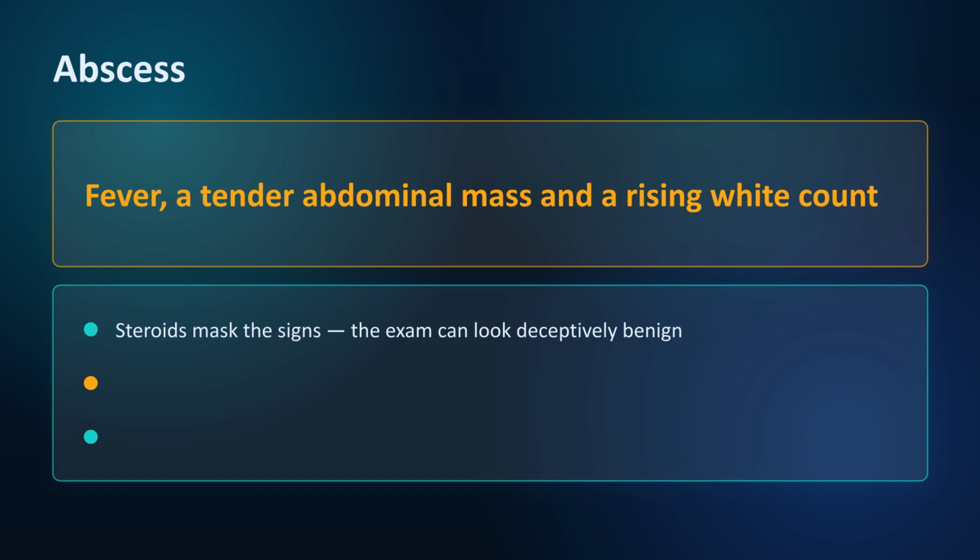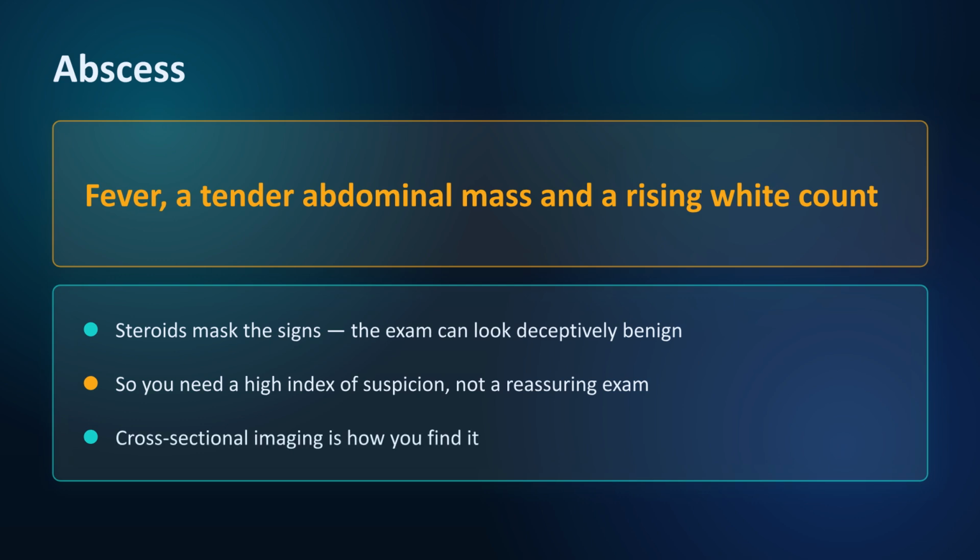Steroids mask the signs. A patient on steroids may have a blunted fever, much less tenderness than the pathology warrants, and a white count that has been artificially suppressed. So the examination can look deceptively benign over a real collection. What you need is a high index of suspicion and cross-sectional imaging, not a reassuring abdomen. A patient not improving on adequate therapy is an imaging decision, not a dosing decision.